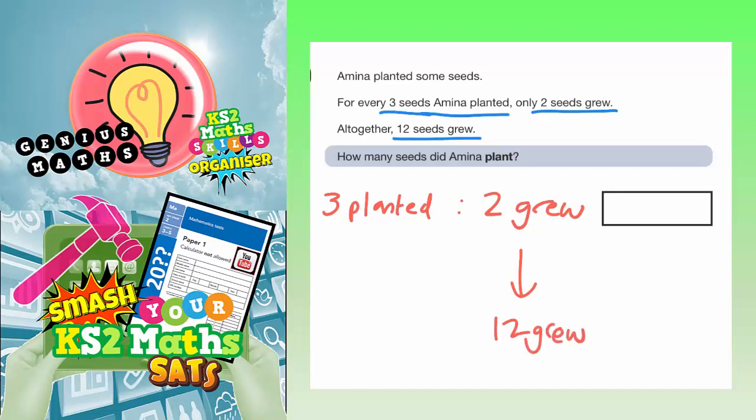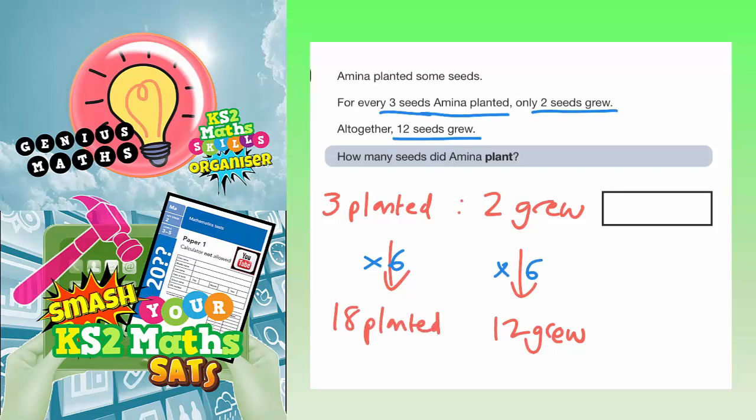But to get from 2 to 12, that is 6 times bigger. So the amount that grew was 6 times bigger than the original amount that grew. So therefore, the amount of seeds she planted must also be 6 times bigger. So what we want is 6 times bigger than 3. In other words, 6 times 3, which is 18. So she must have planted 18 seeds.